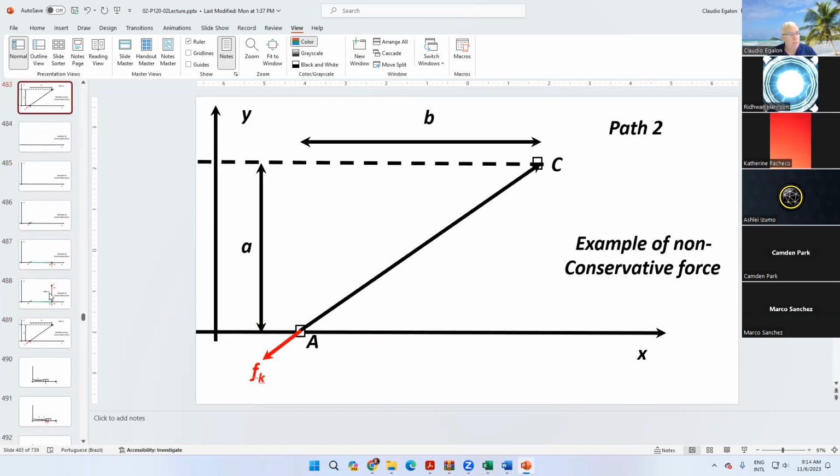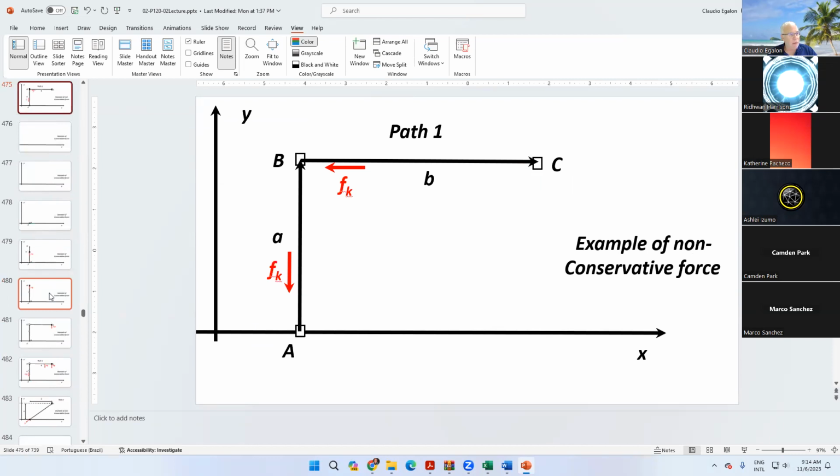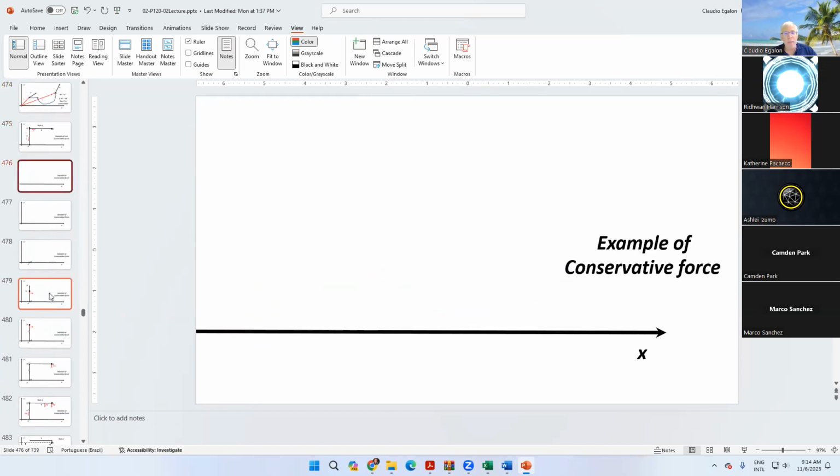Let's review that again. I'm going to do the math. I shouldn't do the math. I just illustrated how we take the masses from one point to another through different paths. I did the simplest possible path, but you can do the most generic path as well, and you're going to get the same result. So here you go.